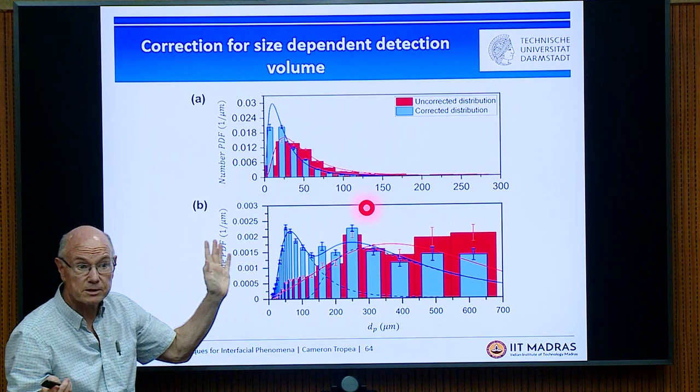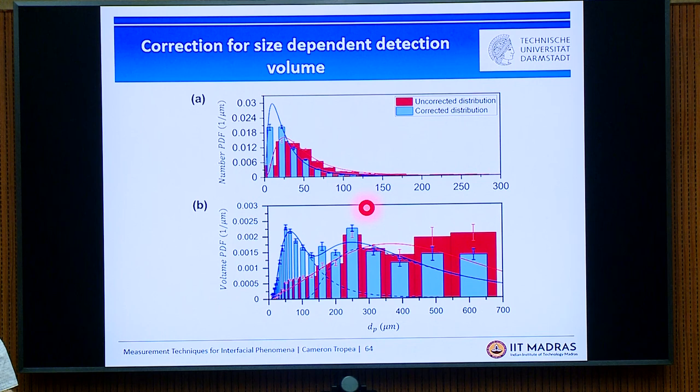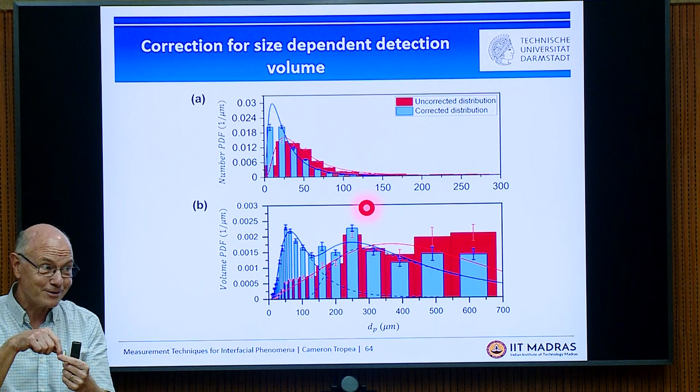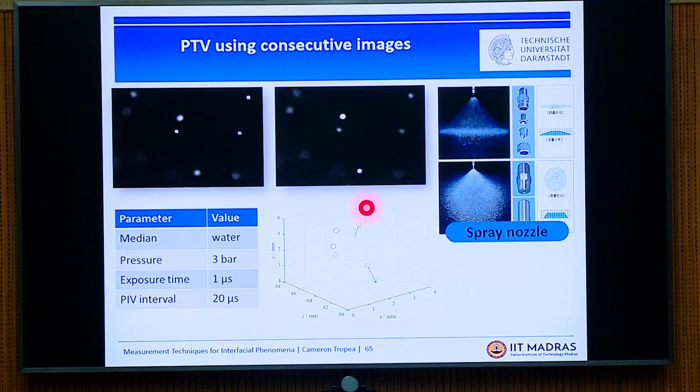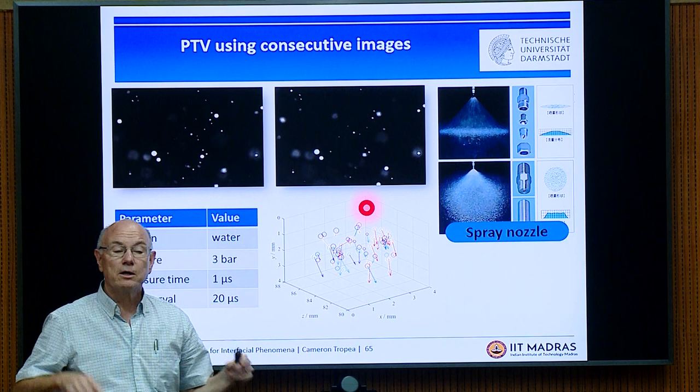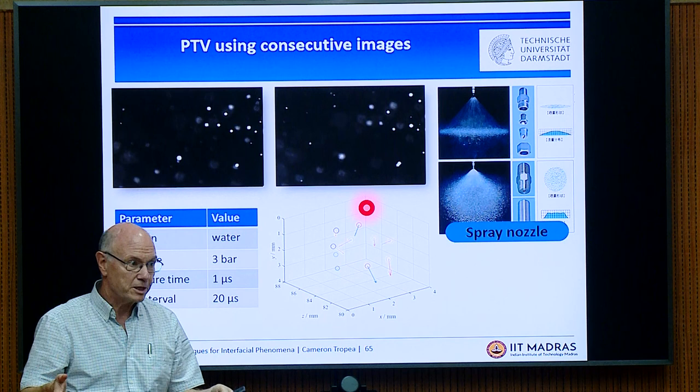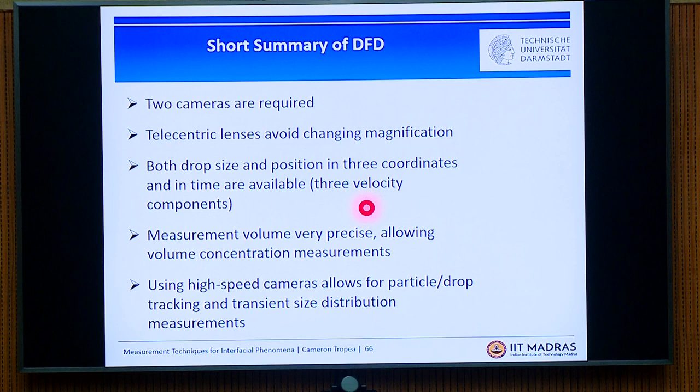Almost every other technique has difficulty making that correction because you don't know the volume. The laser sheet thickness doesn't help you much. It's the scattering detection, which order you're seeing, and it gets a little more complicated. This is from Wu Zhou in Shanghai. If you do it quickly, you can now get three dimensions, three velocity components. So it's a volume measurement of particles in n particle size. Rather interesting. Okay, thanks a lot for your attention.